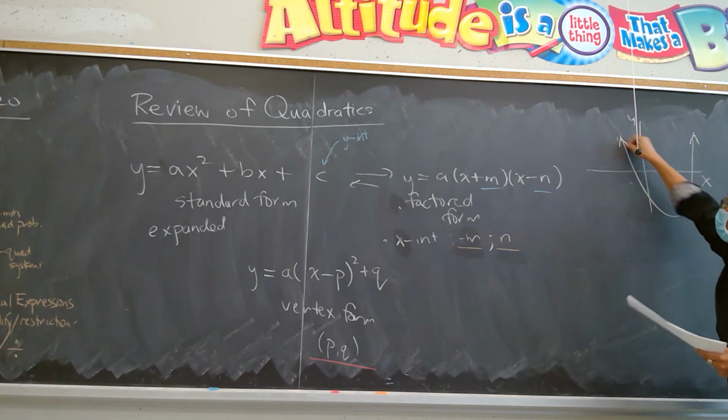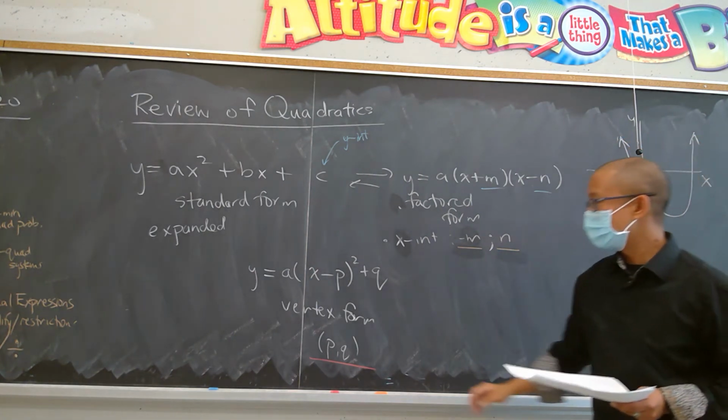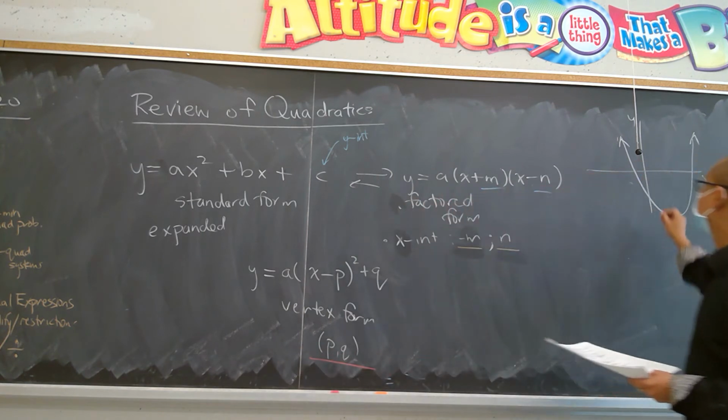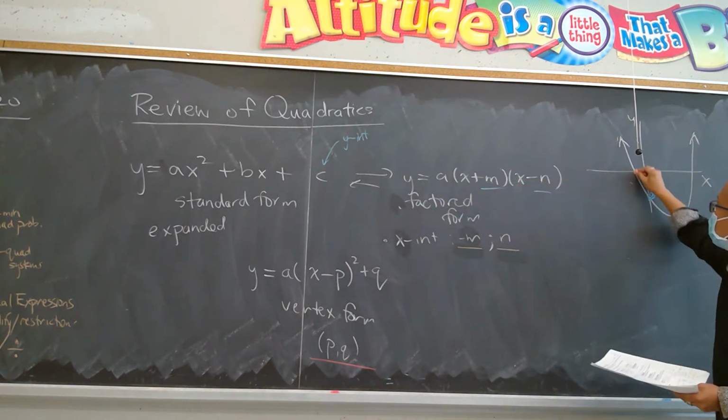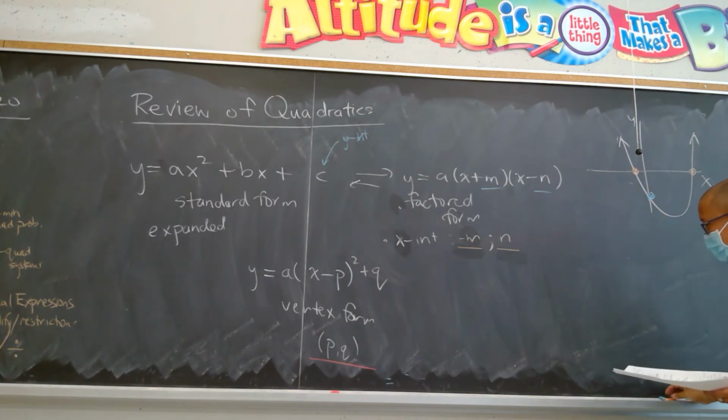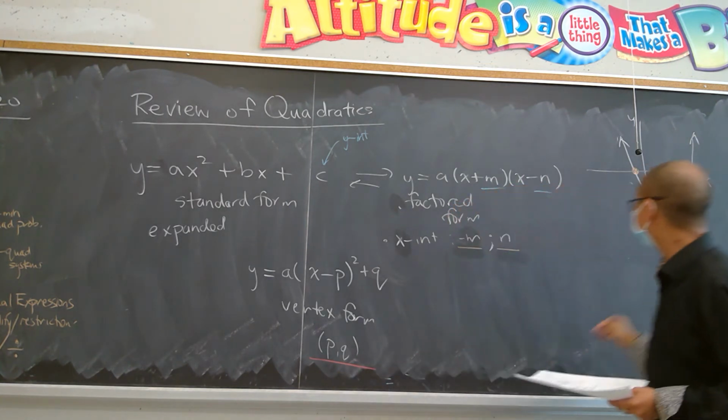I decided to make a parabola that opens up. And a lot of you know that the y-intercept is right here. The two roots, or x-intercepts, are here and here. That could be m and n. And the vertex could be here.